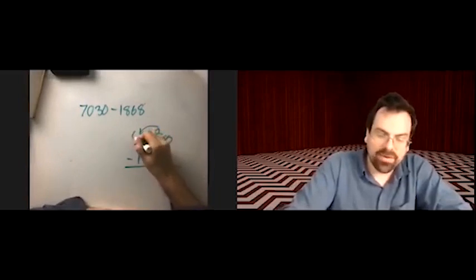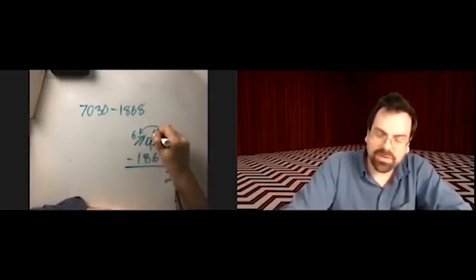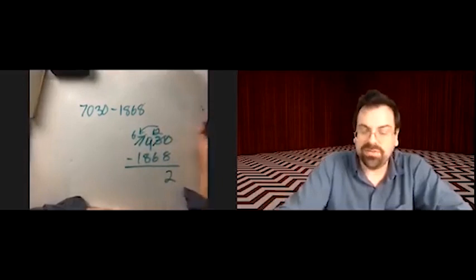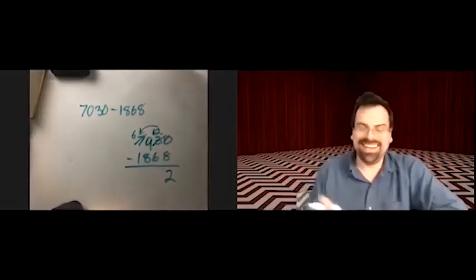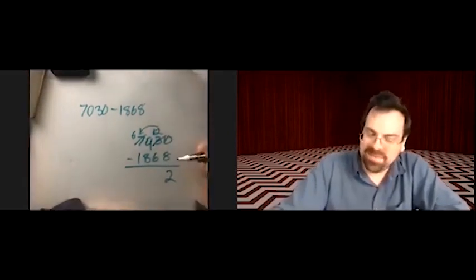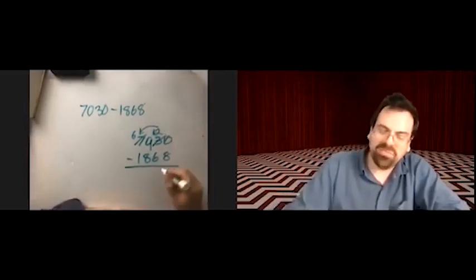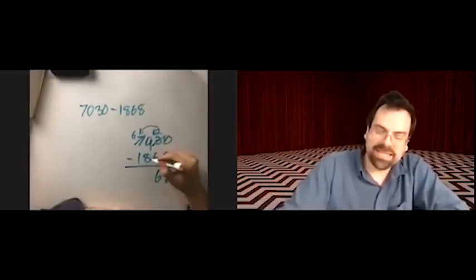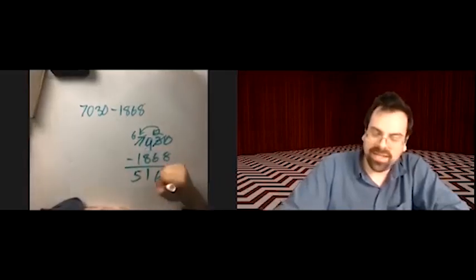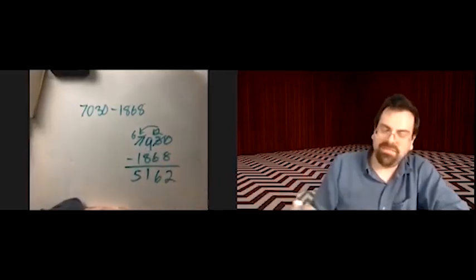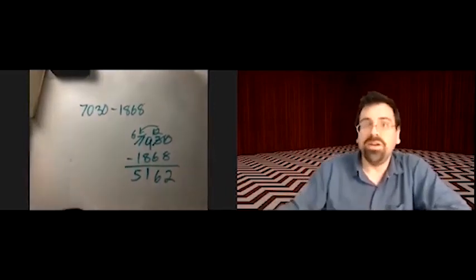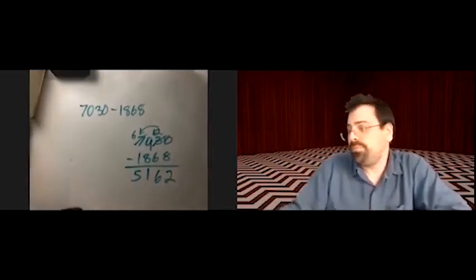The 7 will come down to a 6. And now we've turned our 2 into a 12. Subtraction, right? So we did 10 minus 8 is 2. Now we have 12 minus 6 is 6. 9 minus 8 is 1. And 6 minus 1 is 5. 5,162.